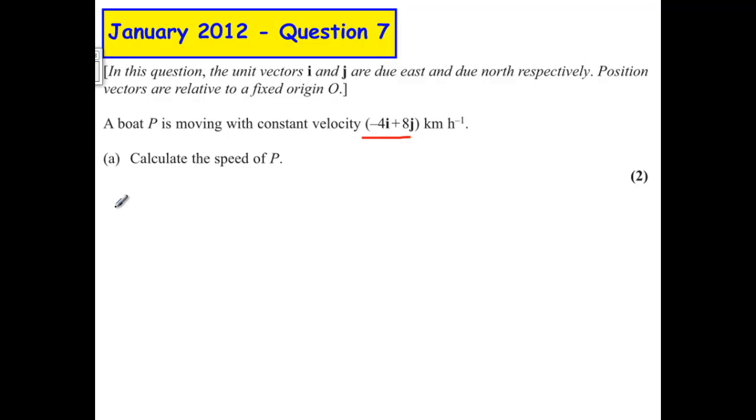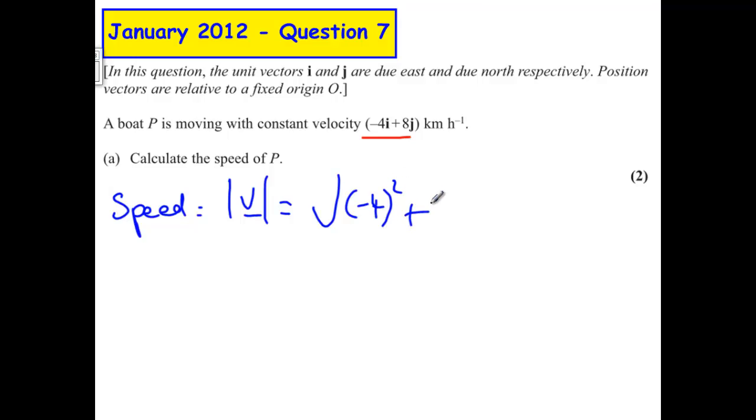For the first part we have to find the speed of the boat P, and this is for 2 marks. So I'm going to start by saying the speed is equal to the magnitude of the velocity vector. So the velocity vector is minus 4i plus 8j. You have to find the magnitude of this using Pythagoras' theorem to calculate the speed. So using Pythagoras, I will have minus 4 squared plus 8 squared all square rooted.